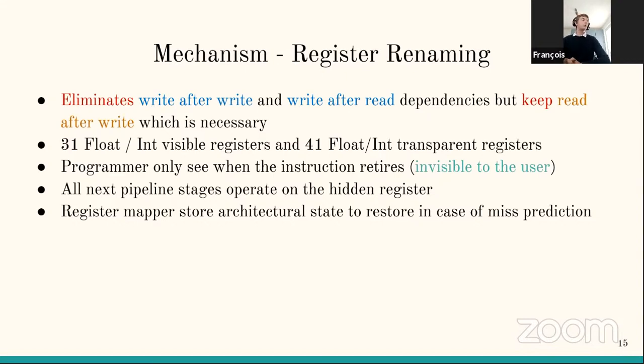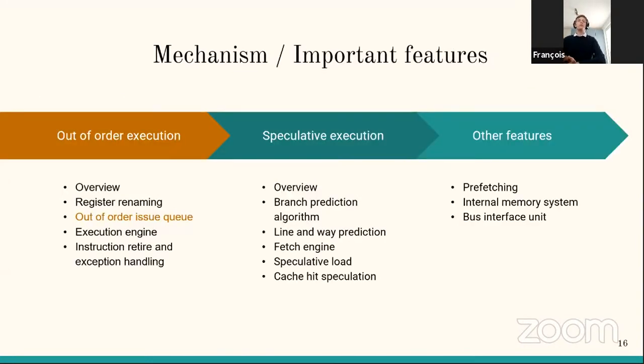In the processor, we have 31 floating point and integer registers which are visible to the programmer. There are also 41 floating point and integer registers which are completely invisible to the programmer, used to restore the architectural state in case of a misprediction or an error in the pipeline. The programmer does nothing in this register renaming stage. It is completely invisible, and all the next stages will work with the new registers. Of course, if there is an error, as I said, we can just restore the architectural state as before.